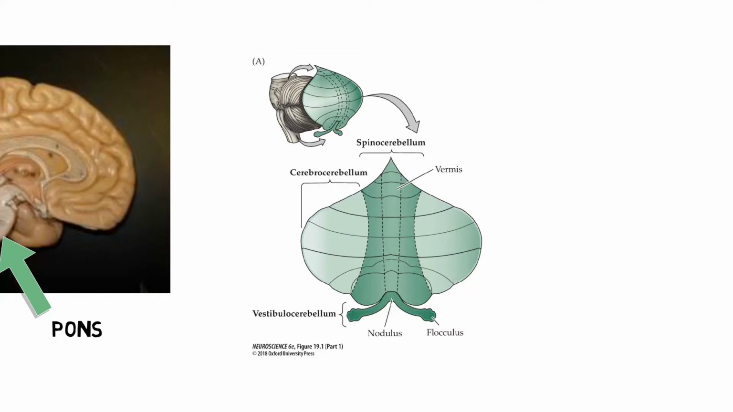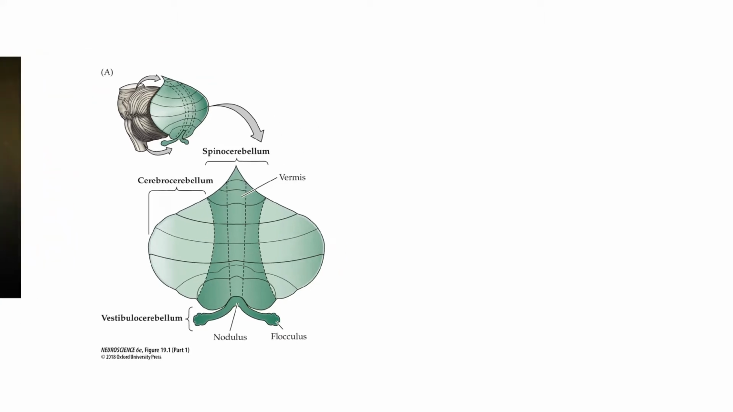The last section is the vestibulocerebellum, which is part of the most inferior area of the cerebellum and contains the nodulus and the flocculus. It is primarily concerned with posture and equilibrium.